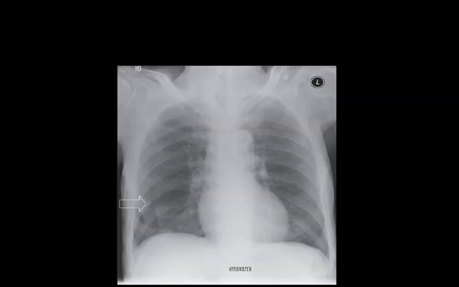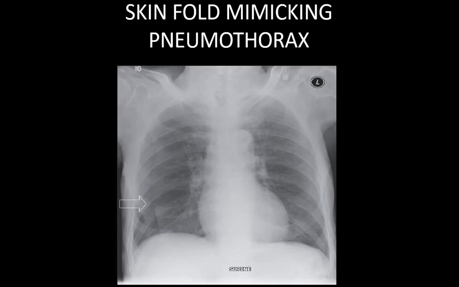What do you see here? This is actually a skin fold which is mimicking pneumothorax. And how do you differentiate between whether it's a skin fold or a pneumothorax? You look for bronchovascular markings here. If there are bronchovascular markings, it is most likely a skin fold and not a pneumothorax. So it's a skin fold which is mimicking pneumothorax.